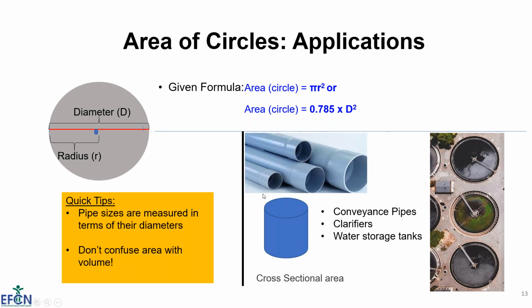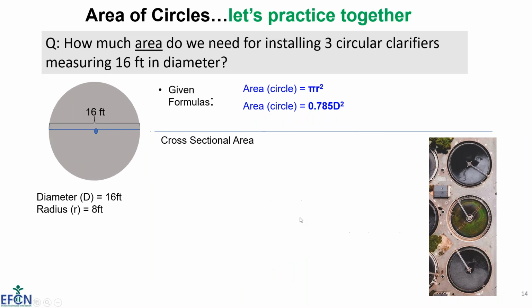When we're dealing with cross-sectional areas, we're looking at the area of that particular pipe, the cross-sectional area. Or if it's a storage tank, we're also dealing only with the top or the bottom of that particular object. So conveyance pipes, clarifiers, storage tanks, and other cylindrical objects will have a circular cross-sectional area that we might need to calculate. So let's do some practice together and know how to do this.